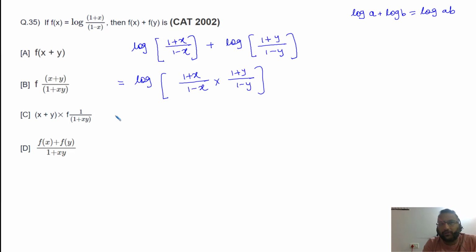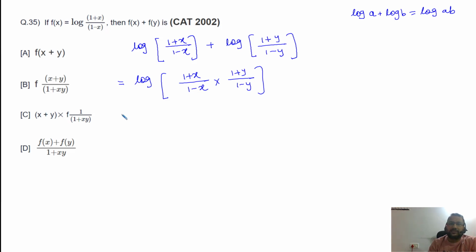If you look at the options, they are not in a simple form. Options are also in the form of f of something. So let's check the options, everyone. First option is f of x plus y. Then f of x plus y divided by 1 plus xy and so on.